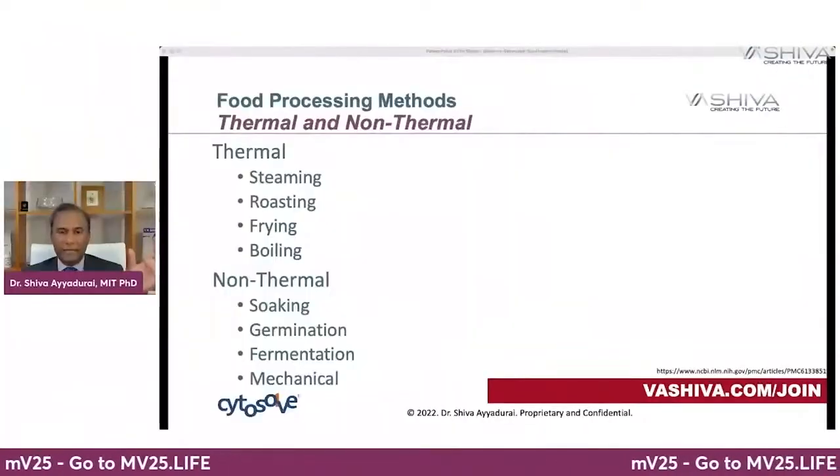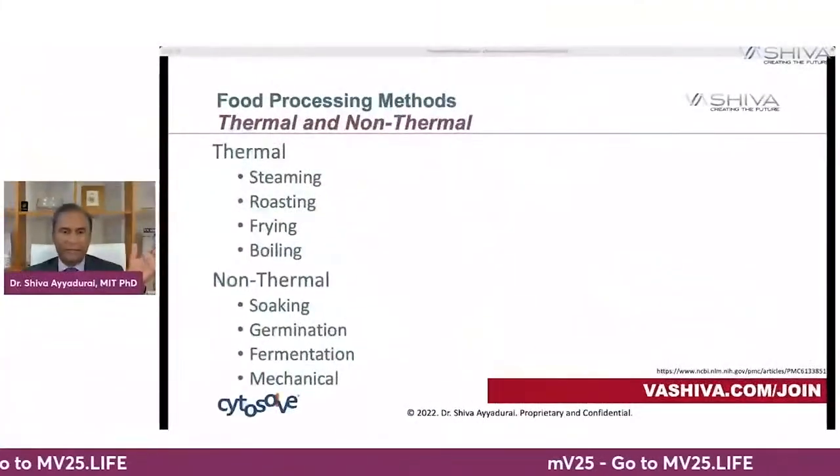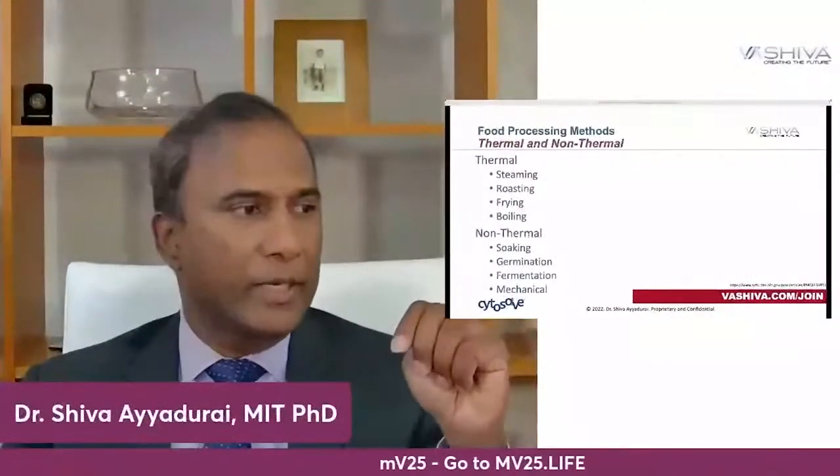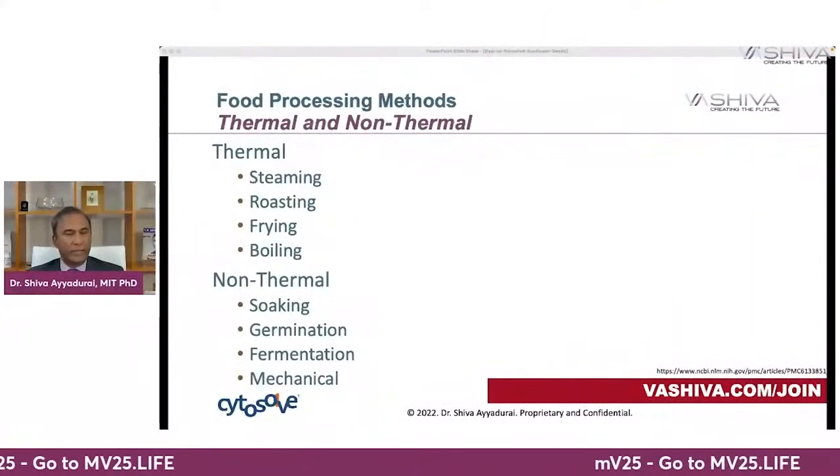Roasting, some people like roasting. Frying, and then boiling. So those are where you're applying heat, thermal. Those 4 different ways. I'm sure that some people may say there's microwaving or inductive heating. There's a number of different ways, but these are the 4 ways. The non-thermal ways are soaking. Believe it or not, that's another way to process food.